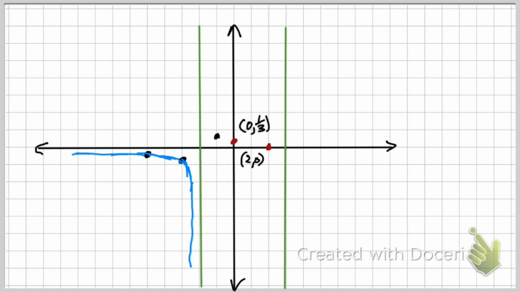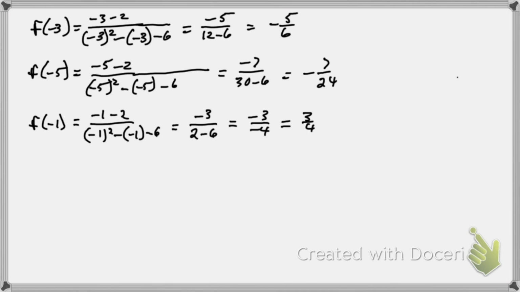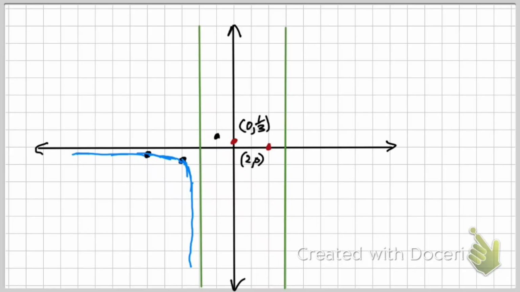Now I want to find out what's going on in between my two vertical asymptotes. So I picked -1. I put the black dot there. Here's how I figured that out. F of -1, I substitute -1 for every x, and I'm getting 3/4. So my point there, the black dot, is at -1 and 3/4.